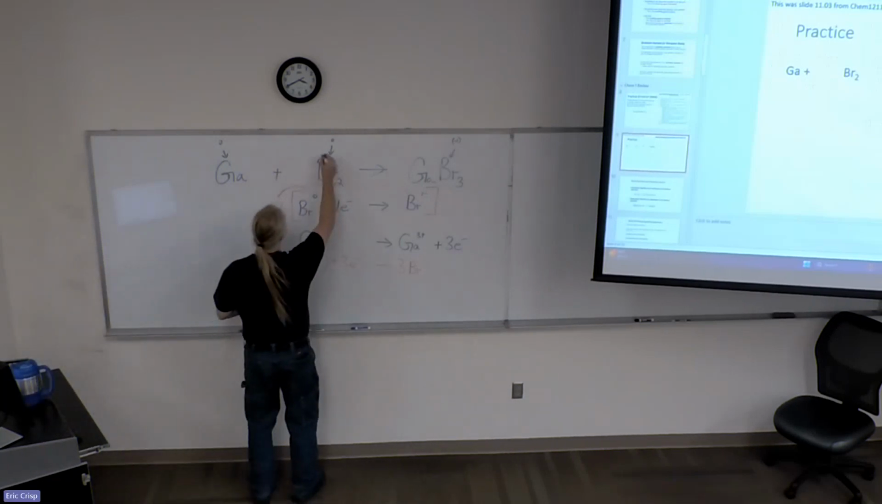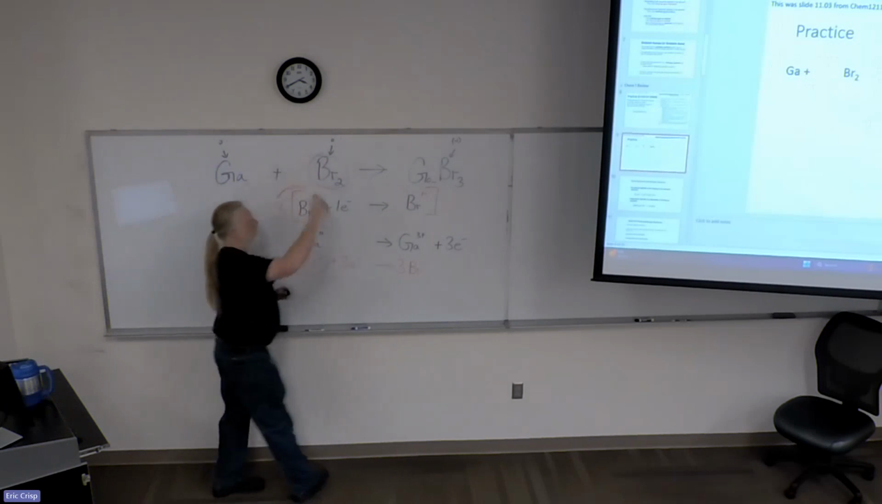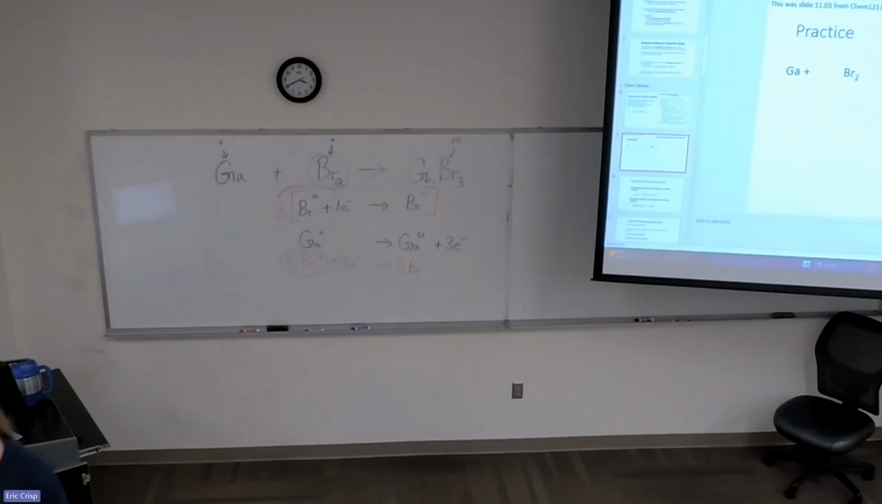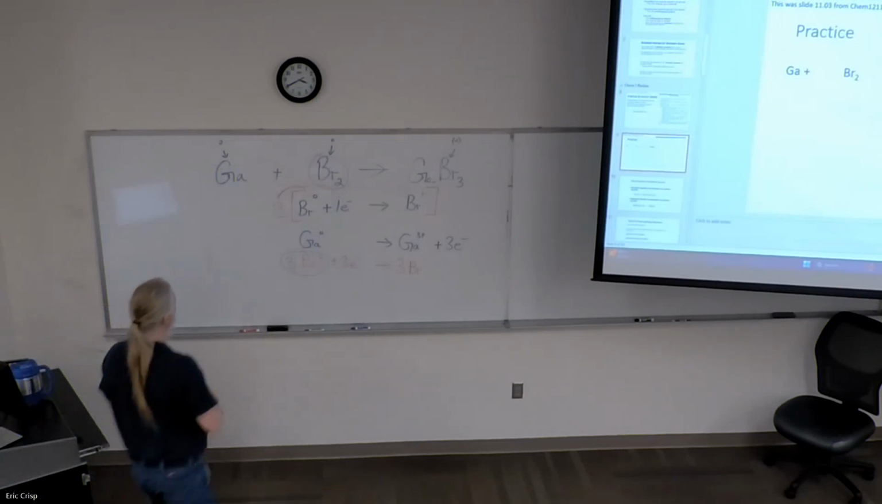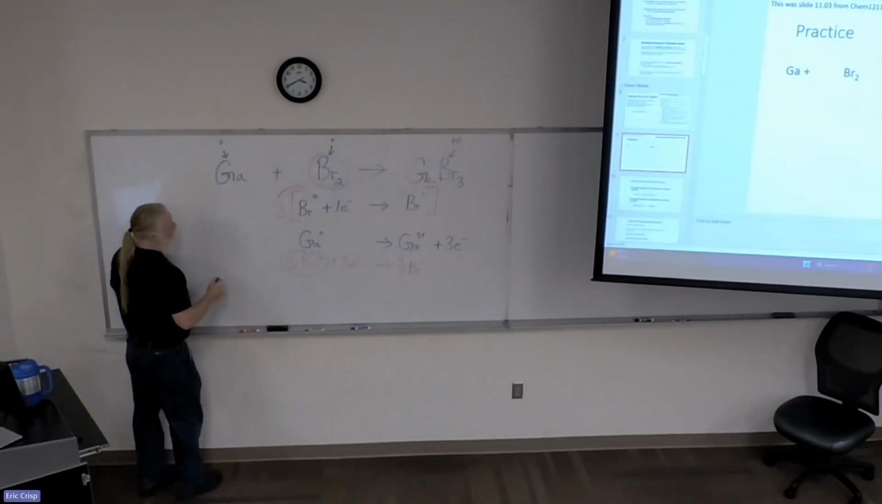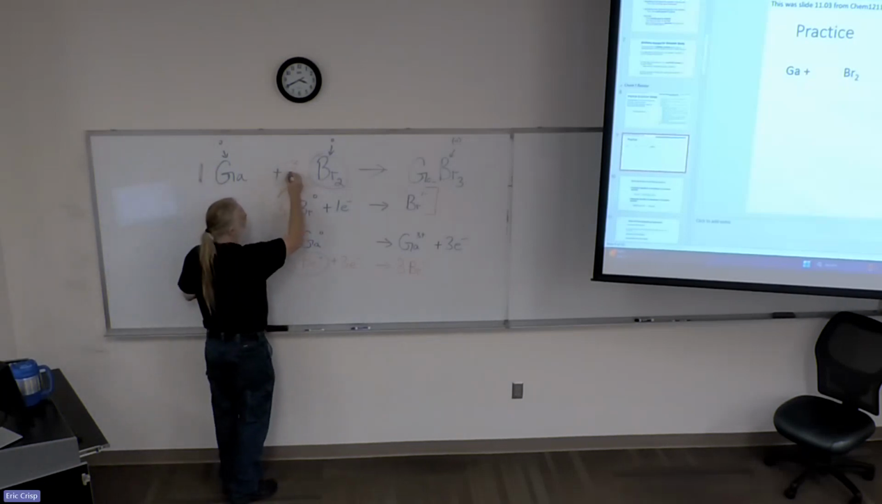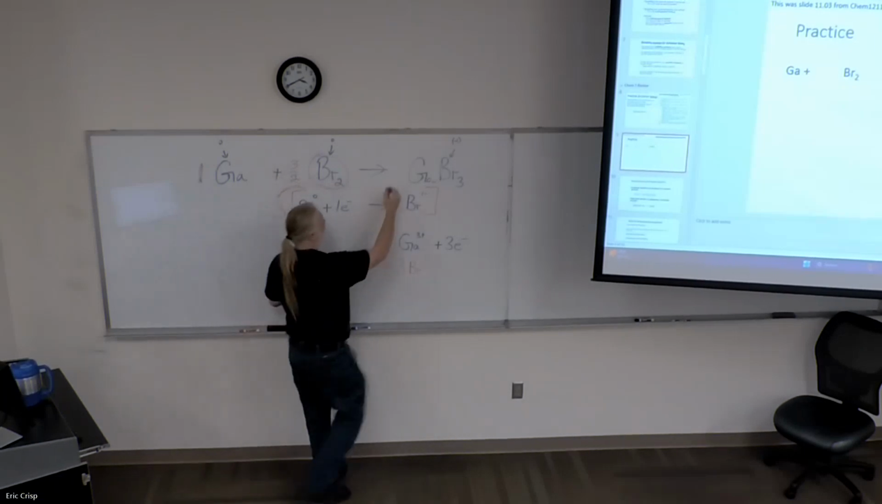But they come in Br2s, right? How many can I make? 1.5. Beautiful. So, Carson, I would balance this as 1, 3/2.